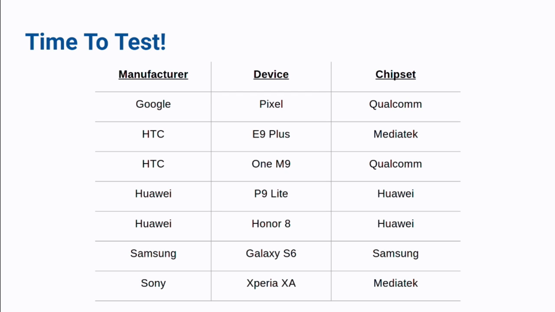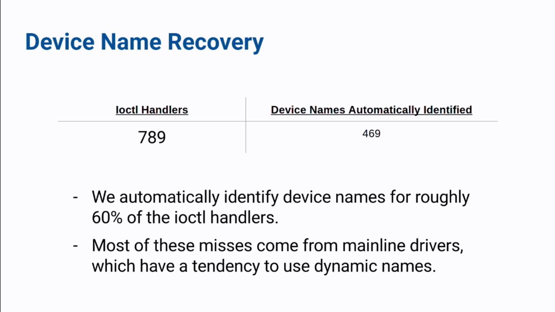And to test our system, we ran it on 7 phones from 5 major manufacturers, including Google, HTC, Huawei, Samsung, and Sony. Across these, we think we covered 4 different chipsets, and this includes a wide range of devices and drivers, and should give us a large number of ioctl handlers to test. In total, we ended up finding 789 ioctl handlers across these 7 devices.